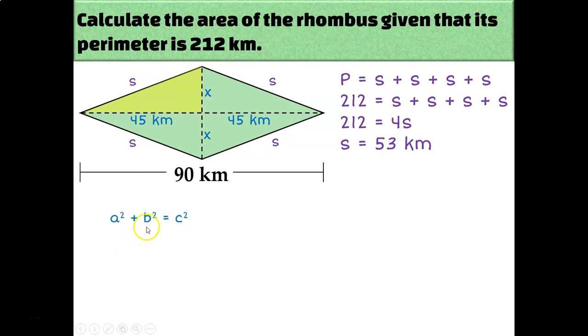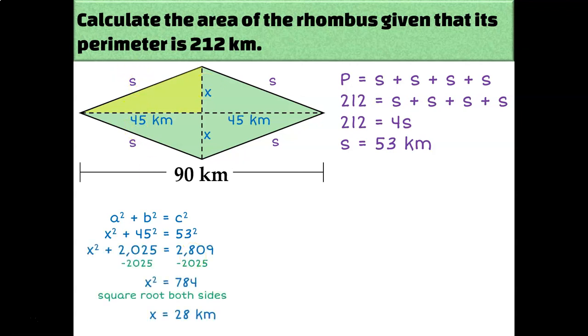So I can set up my a squared plus b squared equals c squared like so. x squared plus 45 squared equals 53 squared. Crunch those numbers, and it turns out that x is 28. But we're not quite there yet, right? Because that's just one part of that diagonal. I need the whole diagonal. So diagonal 2 is 28 plus 28, or 56.